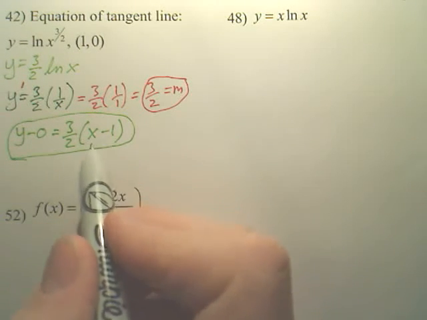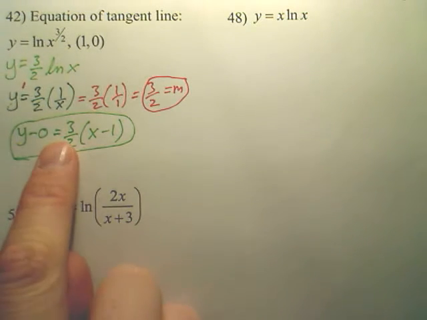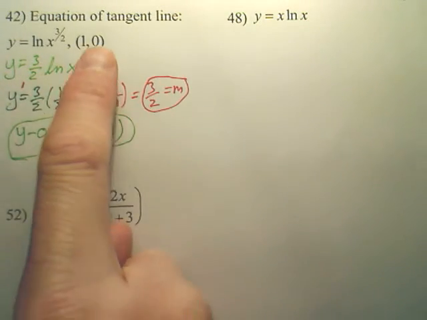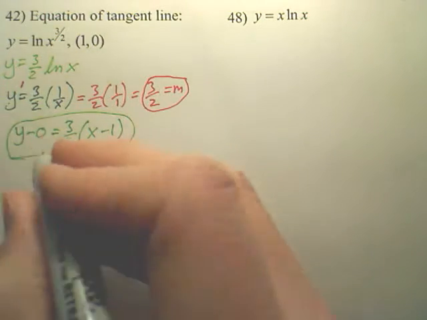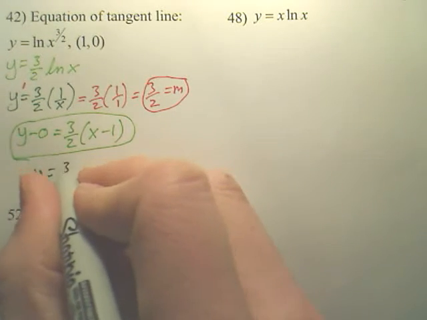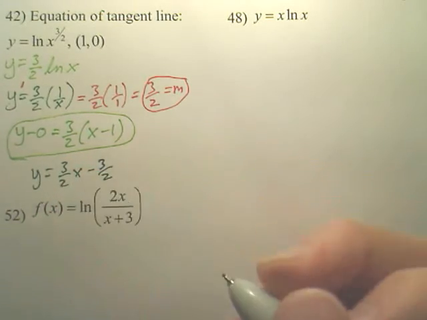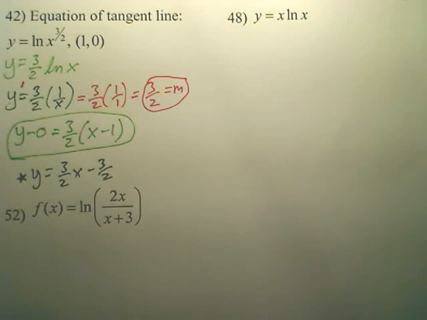You could distribute it, put it in slope-intercept form. You could change the forms around, but you're hopefully good enough to do that. So you basically found the derivative, plugged in the 1, made your equation. Again, the other way would be, looks like this. That'd be a point slope answer. That's also an okay answer.